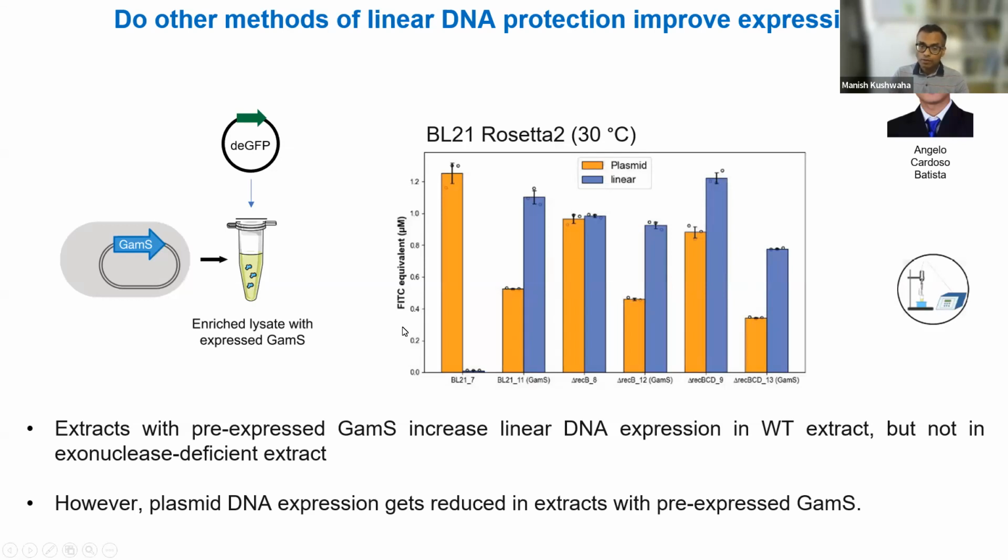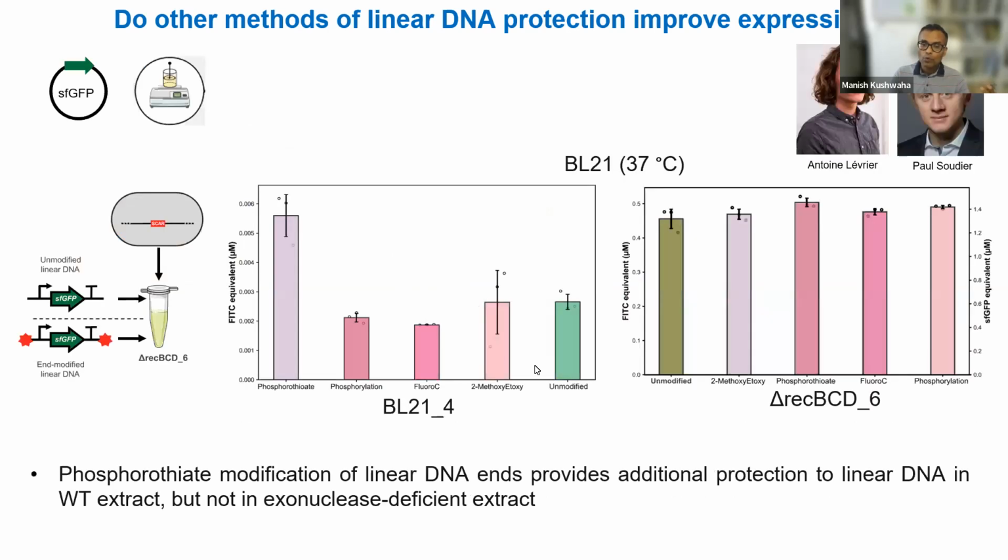At this point, we were pretty sure that adding these additional things does not help expression from linear DNA. But we were still quite puzzled as to why low K glutamate concentrations were giving us higher expression. So we wanted to explore that.